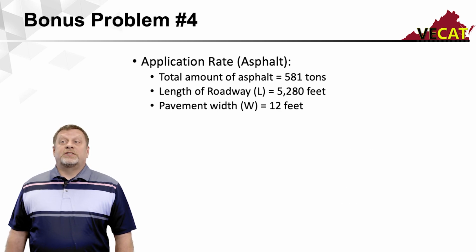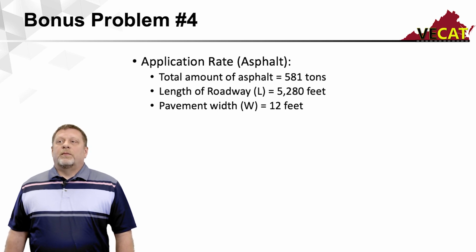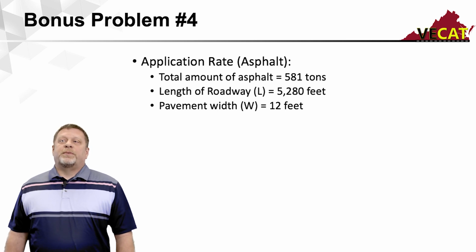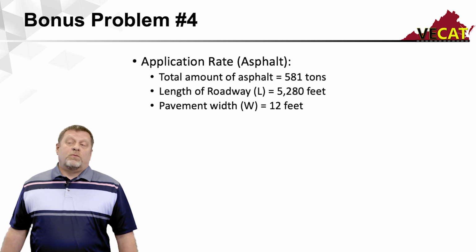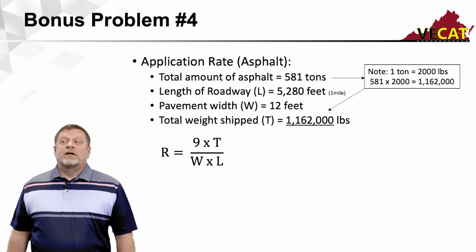Now let's look at application rate for asphalt. Again, I want to point out this is a bonus problem, so it's not in your book. If you want to have this for a reference, you may want to write this information down. But for this example, we're going to have a total amount of asphalt, 581 tons. Again, we deal with asphalt in tons, but for our calculation, we'll convert it to pounds. Length of the roadway was 5,280 feet, and the pavement width, or maybe our paver width as we were placing it, 12 feet wide. We convert our tons to pounds. We got over 1 million pounds of material here.